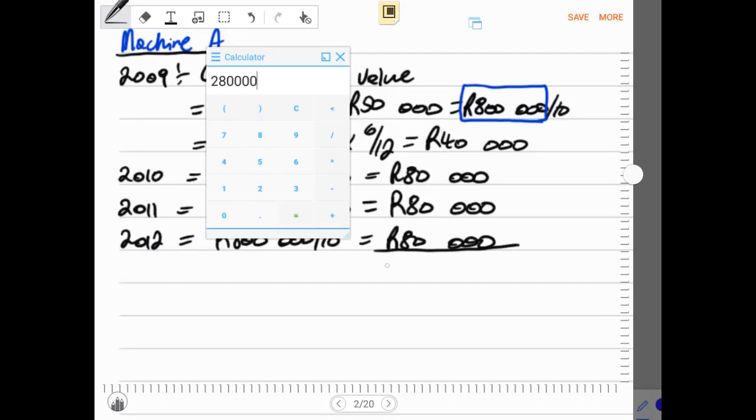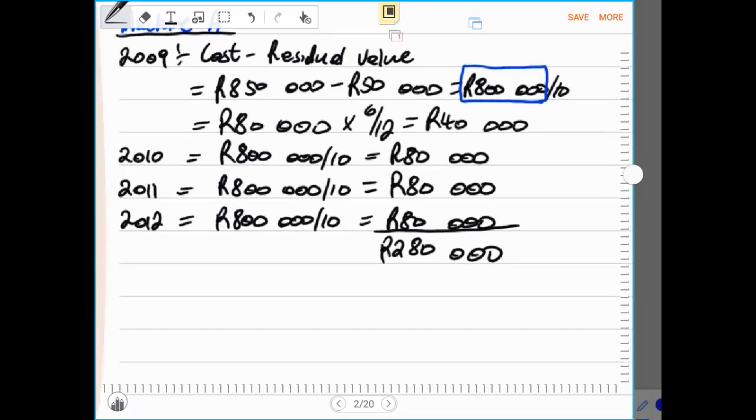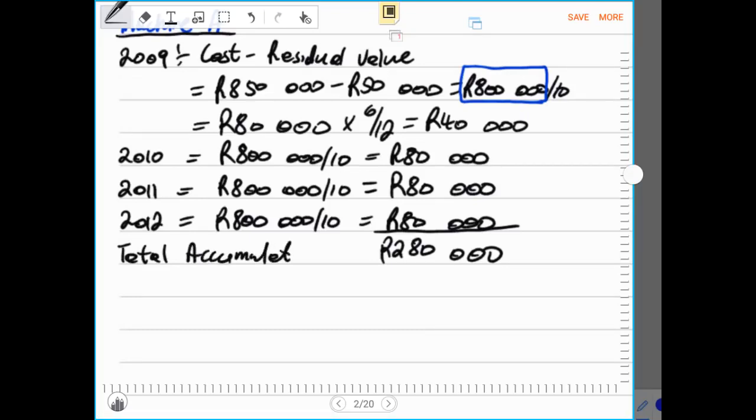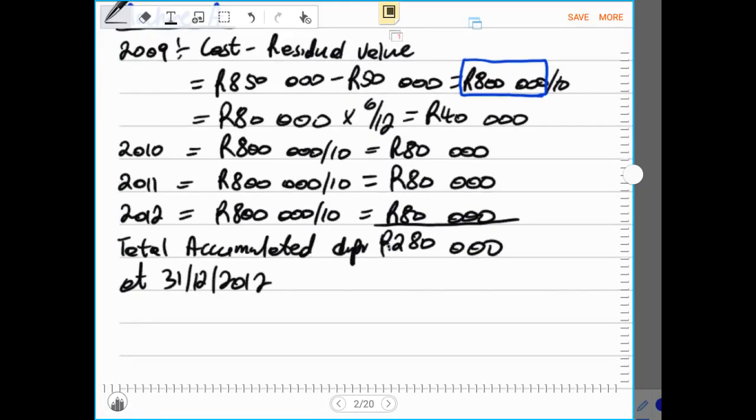And this gives us a total of 280,000 rands. This is accumulated depreciation. Total accumulated depreciation at the end of December, at 31st of December in the year 2012. So now this is only for machine A.